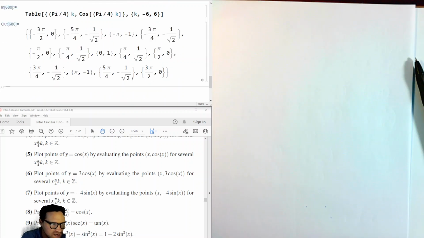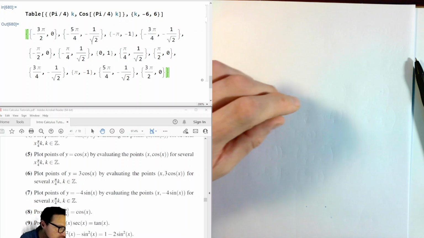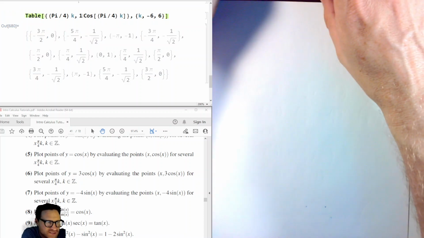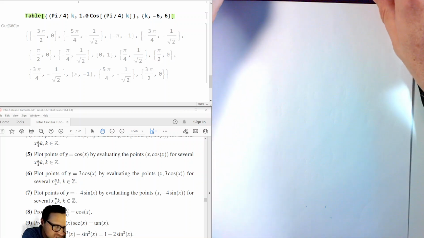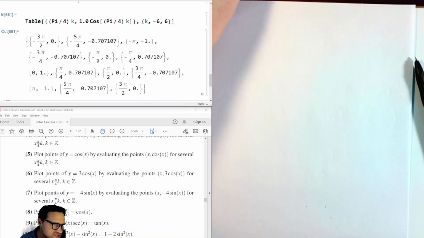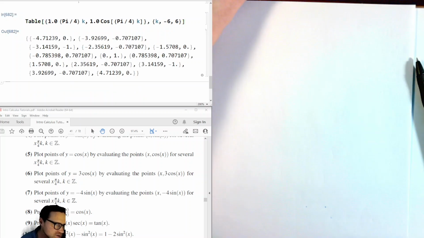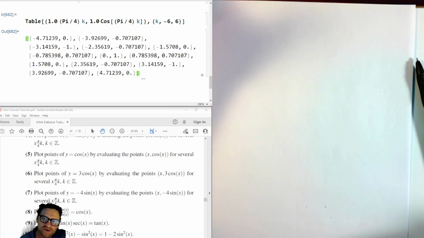Okay, so here you see I have a list of points, and so you could do this by hand just by using your calculator. Now if you wanted a calculator value of this, as in approximated value, I could just put in 1.0 and get numerical approximations of these. Same thing for the x-coordinate. Okay, so now I've got some numerical approximations of these, and this is what you might do on your calculator.